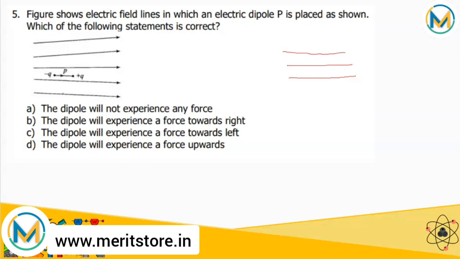The number of electric field lines passing per unit area is proportional to the strength of the electric field. For example, see the following figure here, this and this. Hence, in the given question, from the given pattern of electric field lines, it is clear that the strength of the electric field decreases from left to right. As a result, the force on the charges also decreases from left to right. Here in the given figure, the force on charge minus Q is greater than the force on charge plus Q. In turn, the dipole will experience a force towards the left. Hence, option C is correct. The dipole will experience a force towards the left. Option C.